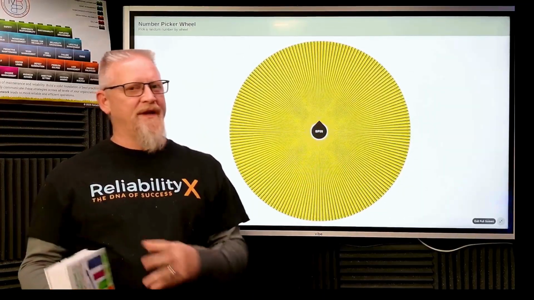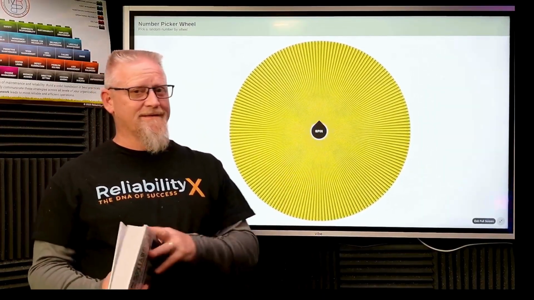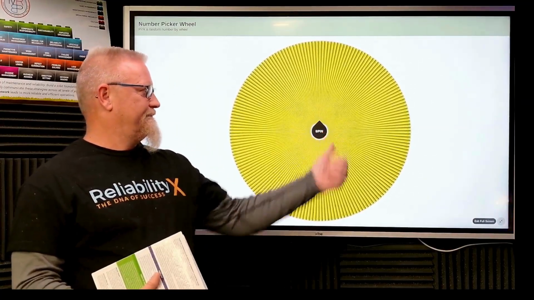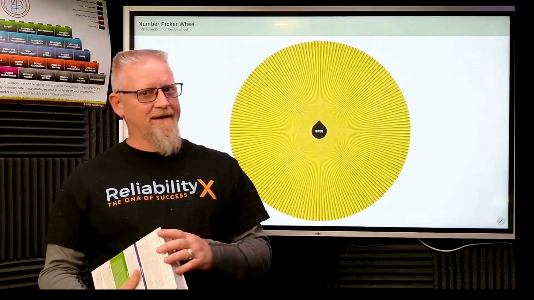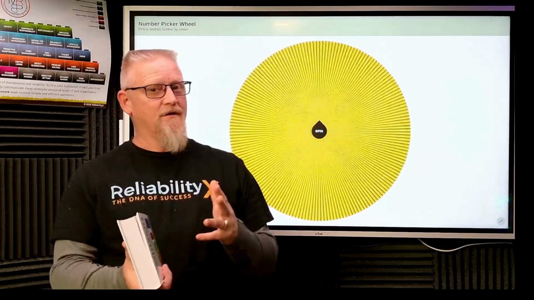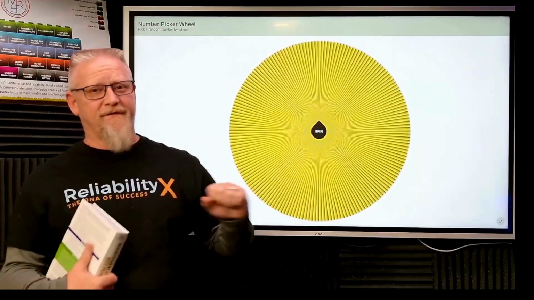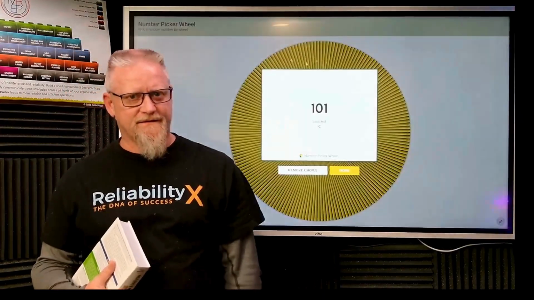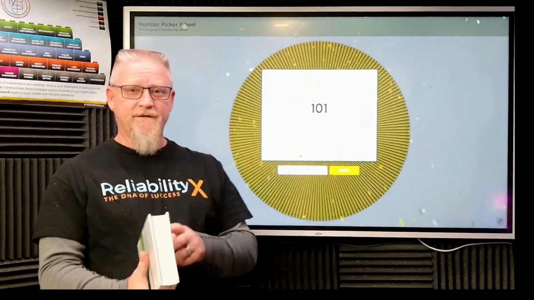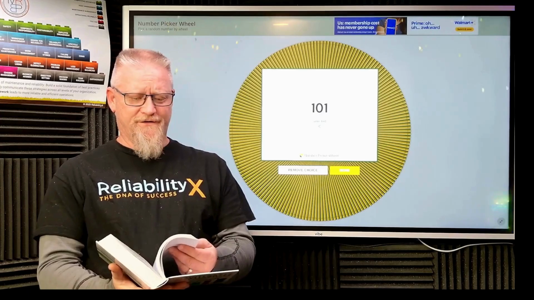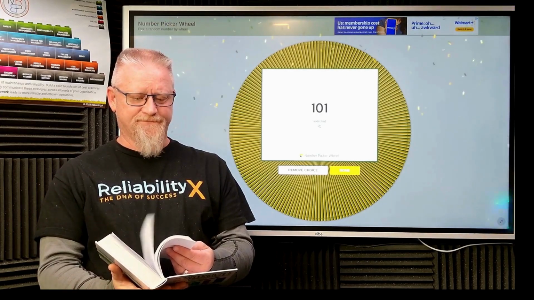Get a random page from 1 to 700 and give you today's tip. So, let's see what we land on. Follow along in your version of Maintenance and Reliability Best Practices. Vote for your favorite number, and our winner is page 101. Let's see what's on 101, shall we?